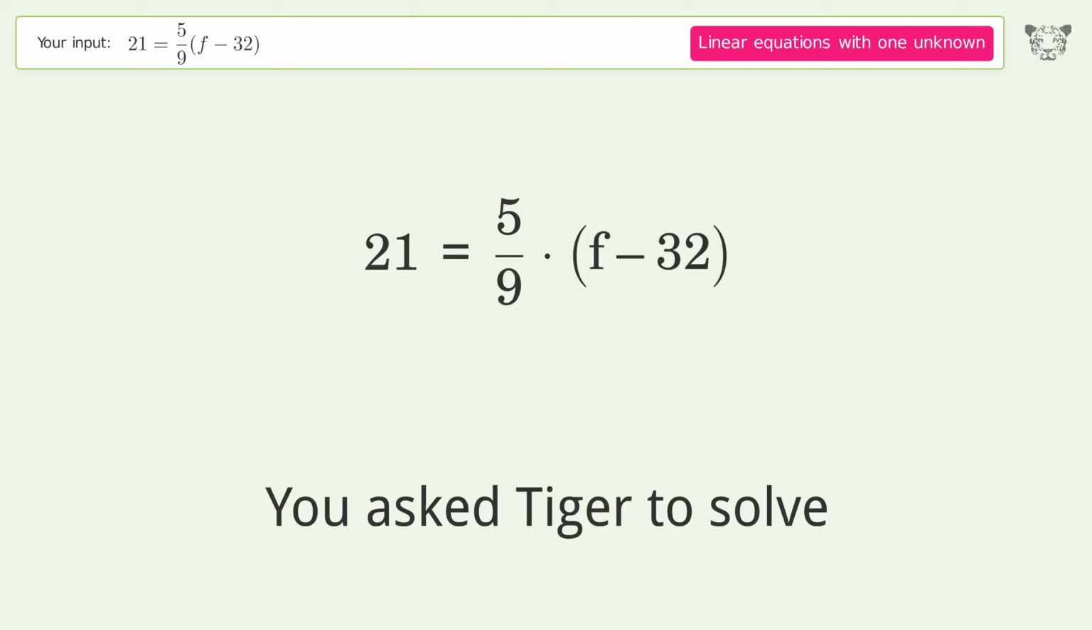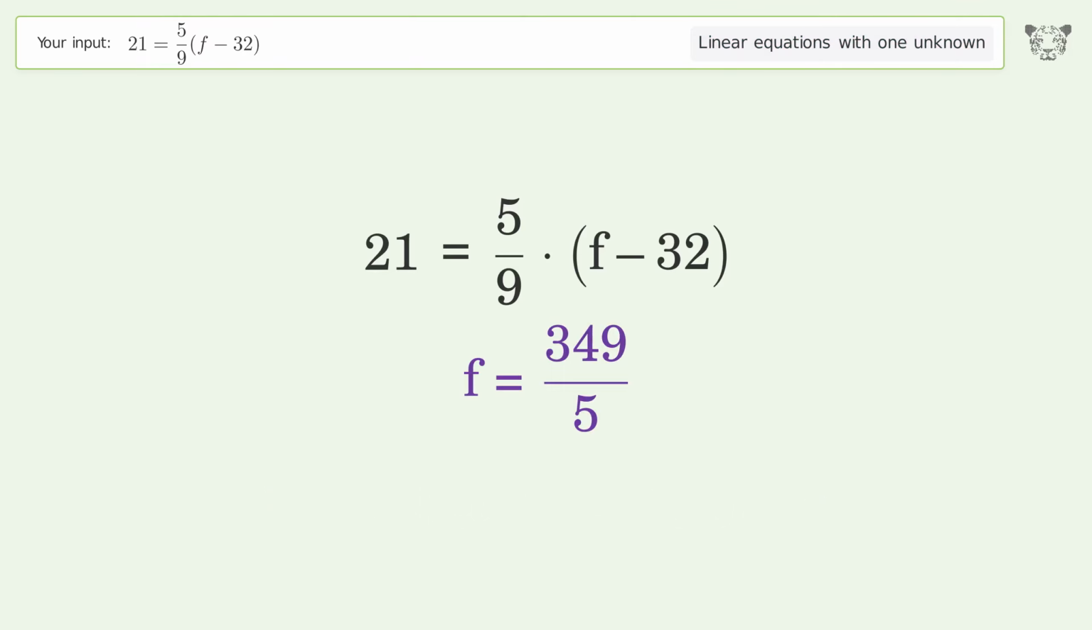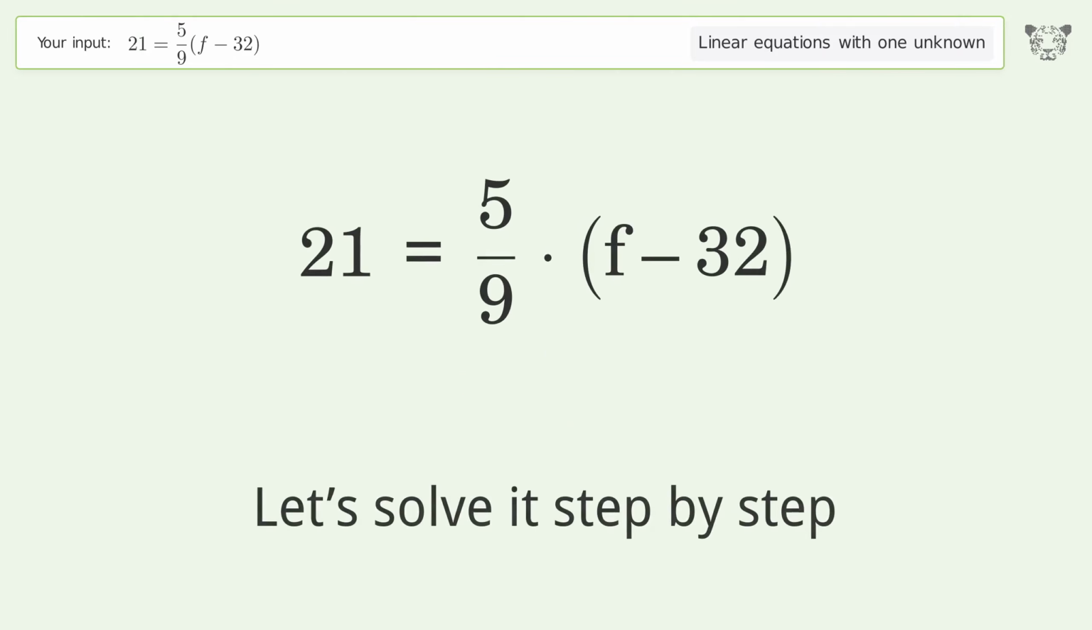You ask Tiger to solve. This deals with linear equations with one unknown. The final result is f equals 349/5. Let's solve it step by step.